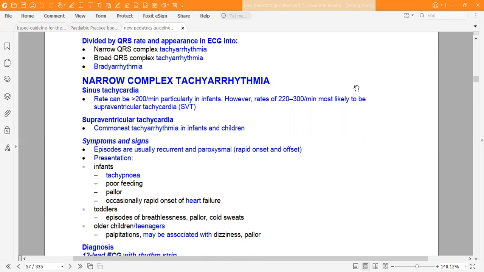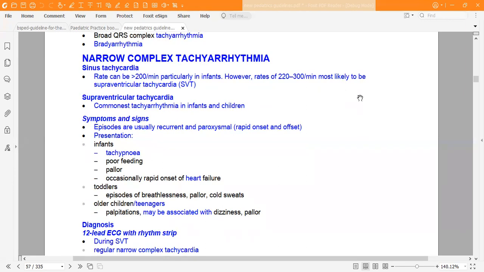Supraventricular tachycardia is the commonest tachyarrhythmia in infants and children, and this kind of arrhythmia comes up in the exam very often. And in your daily practice in a hospital, in the emergency room, you will face these cases on a daily basis.